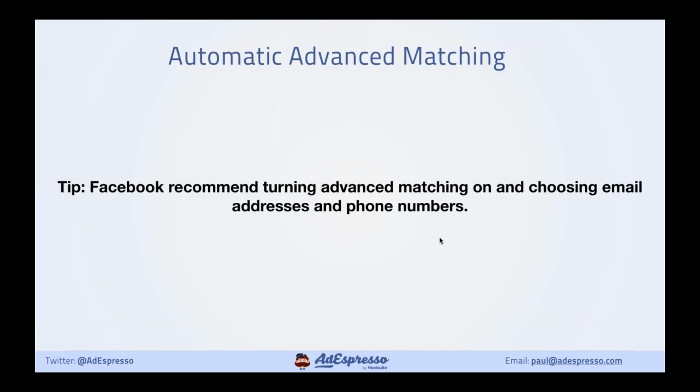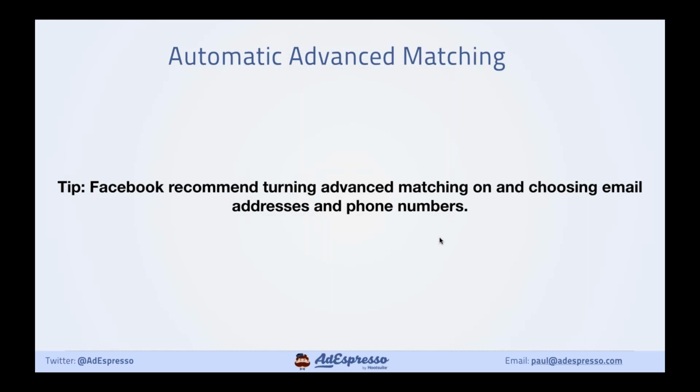Little tip from Facebook, they recommend turning on advanced matching and choosing at least email addresses and phone numbers. You then get a much better match rate when you create custom audiences. I found in the past it's generally about an 8 to 10% higher match rate. So you've just got that bigger audience that you can retarget.